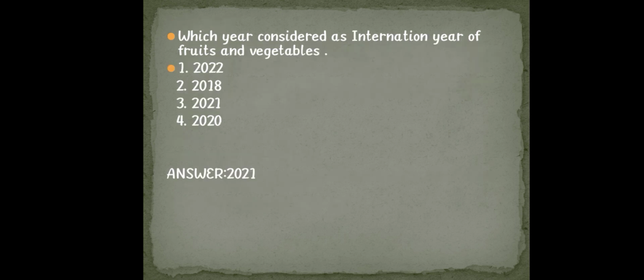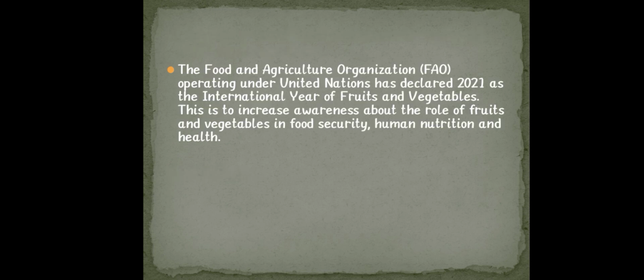Next question is, which year is considered the International Year of Fruits and Vegetables? And the answer is 2021. The Food and Agriculture Organization, the FAO, operating under the United Nations, declared 2021 as the International Year of Fruits and Vegetables. This is to increase awareness about the role of fruits and vegetables in food security, human nutrition and health.